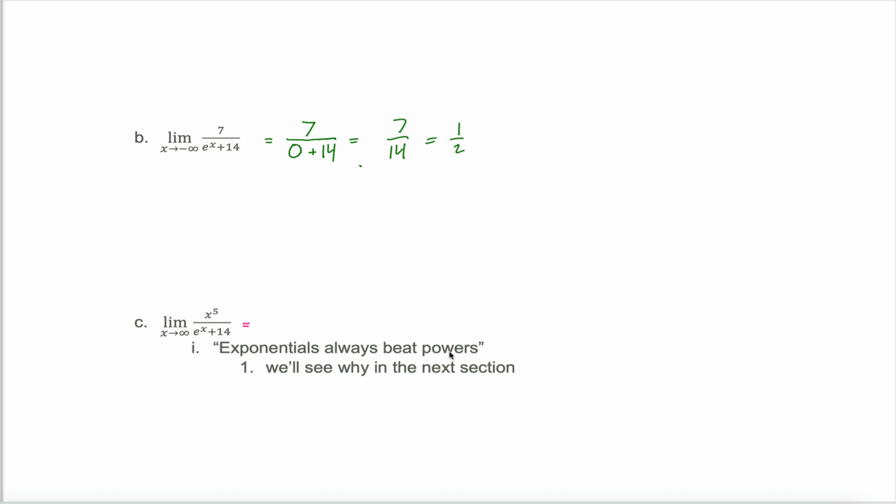What do I mean by that? The limit as x approaches infinity of x to the fifth is really, really large, but it's nowhere near as large as the limit as x approaches infinity of e to the x power. In the same way that x to the fifth gets large quicker than x squared gets large, e to the x gets large quicker than x to the fifth gets large.